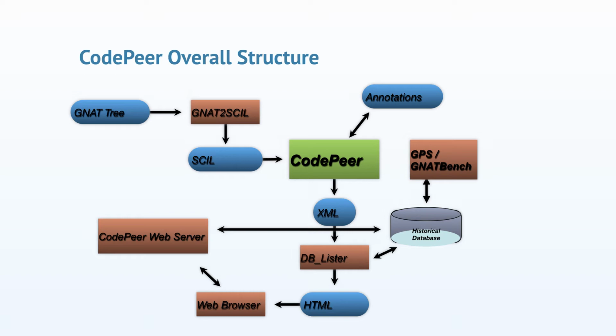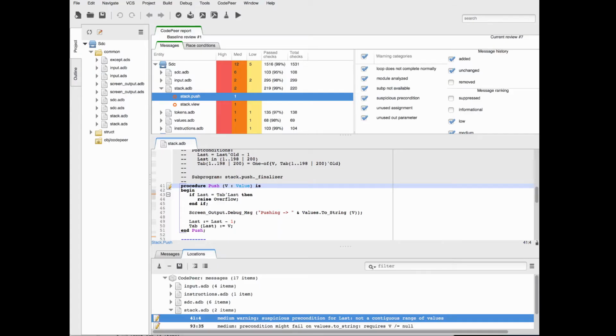GPS is the way we're going to demonstrate. It also has a web interface, and that web interface can be viewed using any browser. We also have a special server which allows you to interact with the web-based output and update the database if you want to create comments on CodePeer's output, which we'll again talk about during the demo.